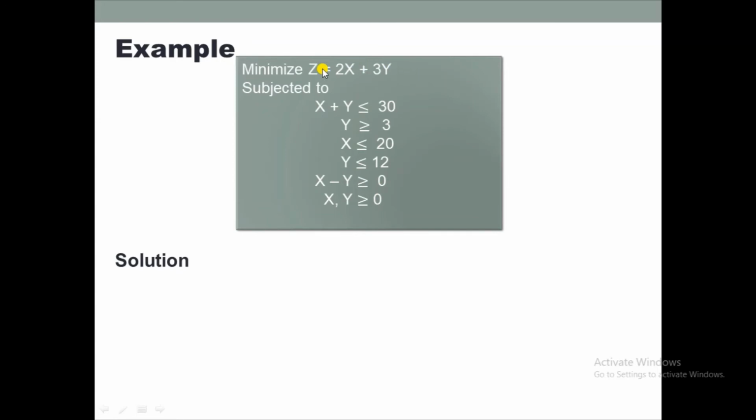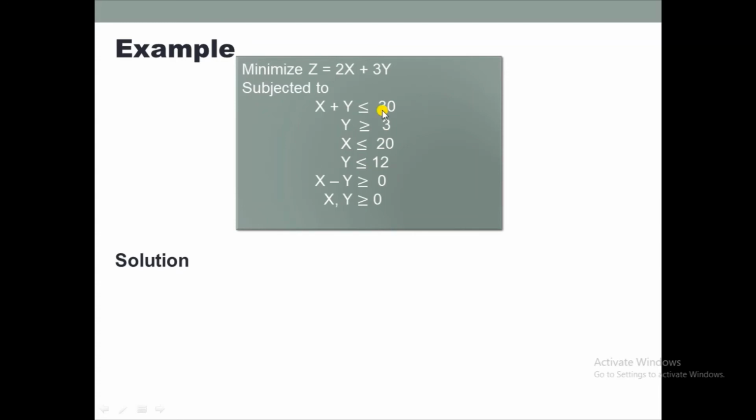Here we have taken such a problem that all the types of constraints are considered. There is a less than type, a greater than type, and an x minus y type also, because this is going to be a different equation. And obviously, last, this is called the non-negativity constraint. Okay, let's see the solution.